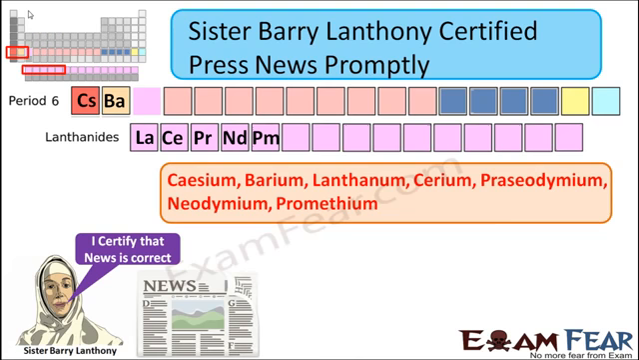So our final tip for these first few elements of period 6 would be Sister Barry Lanthony certified press news promptly. Now another interesting thing here is Lanthony reminds us that the lanthanide series starts from here, because the first element of the lanthanide series is lanthanum. So wherever you have Lanthony, that is the beginning of the lanthanide series. So the lanthanide series starts with lanthanum, followed by cerium, praseodymium, neodymium, promethium, and so on.